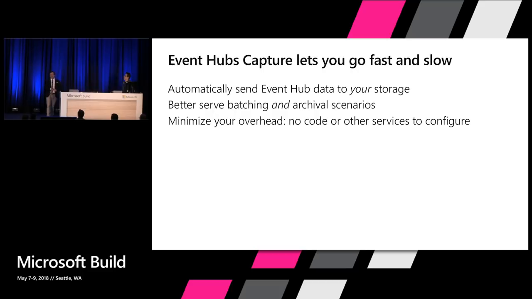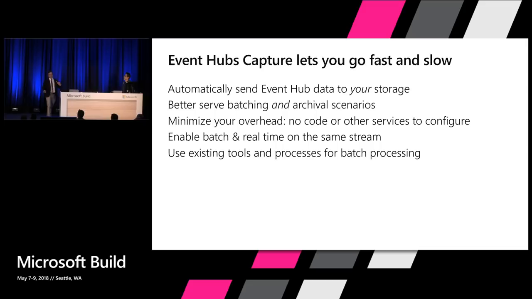It minimizes your overhead because you don't have to write any code and you don't have to configure any other services to do this. So it's a very simple experience. Our idea here is that we want to enable batch and real time on the same stream. This is a different approach than what Kinesis took, which is that we want you to take the fast and slow path after you've landed your stream, not before you send your stream. So you send your stream to one place, and you make that decision later on. It's largely because it can be easier to change your senders, your publishers, to be real time than your consumers. Your consumers are the batch processes that you already have in place, and those tend to be a lot harder to rewrite. So with this, you can reuse your existing tools and processes for batch processing, even with streaming data.